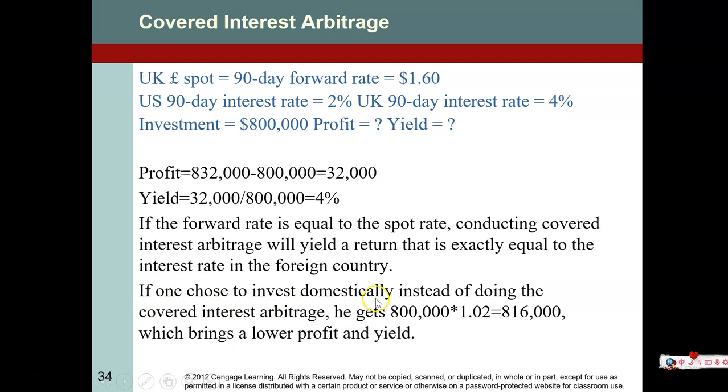If one chose to invest domestically instead of doing the covered interest arbitrage, if you do not invest in UK and also use forward to cover the exchange rate risk, instead you just invest in US at the rate of 2%, then with this 800,000 capital, you could earn 800,000 multiplied by 1 plus 2%, which is 816,000. So this will bring us a lower profit and a lower yield, which is not as good as what we could have done by using covered interest arbitrage.